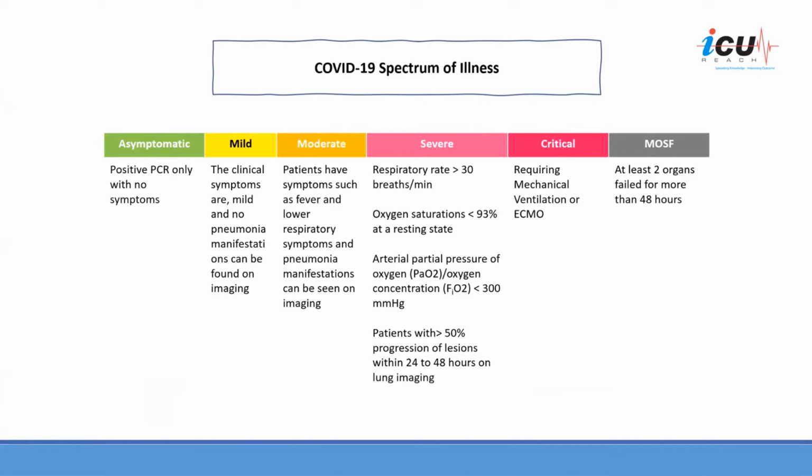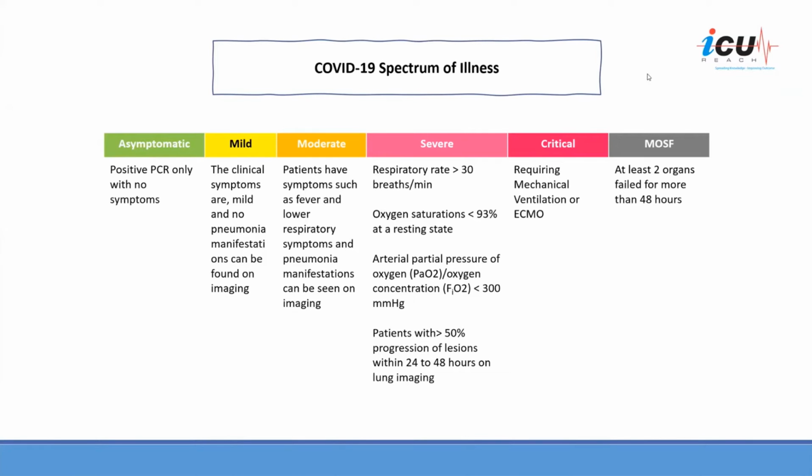We hear a lot about, well, this study is done in mild to moderate disease, in severe disease, or in critical disease. And there is no clear definition of what is mild, what is moderate. And in fact, most of this information came from the early Chinese studies. And of course, nobody would argue about what is asymptomatic, where we have positive PCR, but no symptoms.